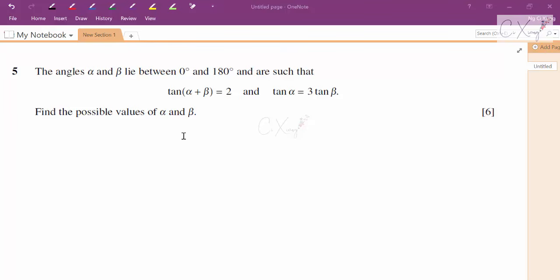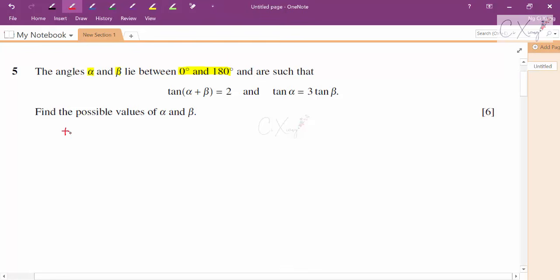Okay, so now we come to question number 5. All right, we are having angle alpha and beta where both of them lie between 0 to 180 degrees. And then they fulfill these two equations. So this is equation number 1 and this is equation number 2. So they want us to find the possible values of alpha and beta. All right, so generally we are having two unknowns here. Therefore, you need to use these two equations to solve for alpha and beta.